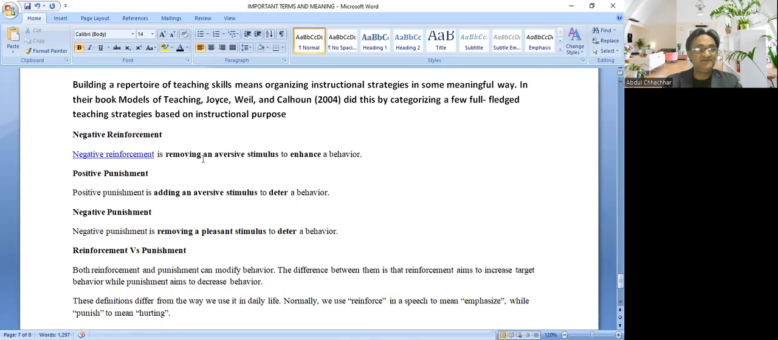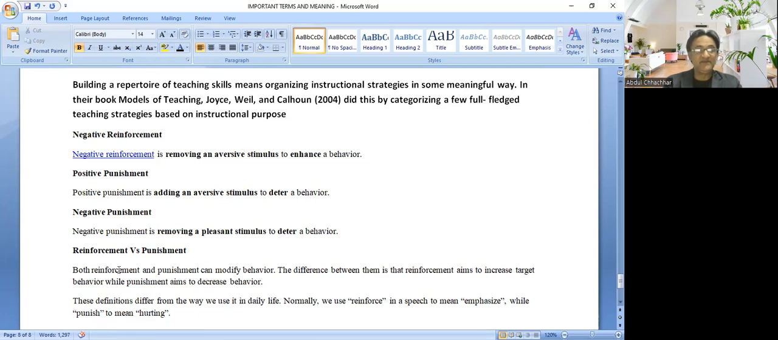Don't miss this. The reinforcement domains: negative reinforcement, positive reinforcement, negative punishment, and positive punishment. Negative reinforcement is removing an adverse stimulus to enhance a behavior. You are taking something away. Positive is adding something. You are giving something. Suppose you tell your children, I'm going to give you a mobile if you get grades of A1 plus, A star, whatever. Negative punishment is removing a pleasant stimulus to decrease a behavior.